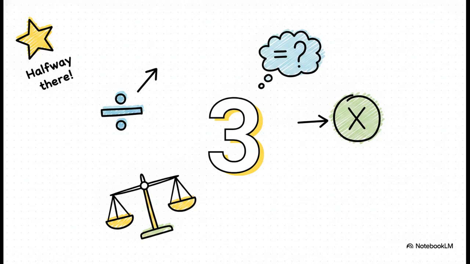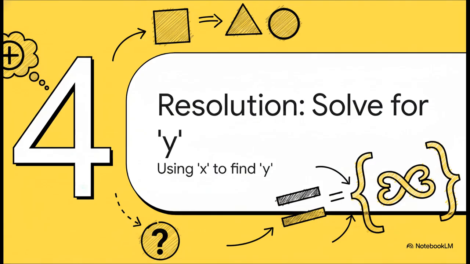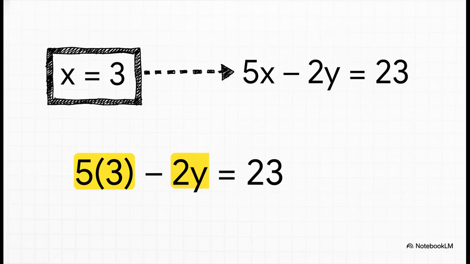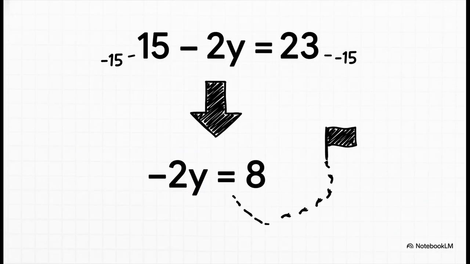We're halfway home. Okay, now that we've got x in our back pocket, finding y is going to be a walk in the park. We're just going to take that value we found and plug it back into one of the original equations. Let's just use the first one, why not? So that was 5x minus 2y equals 23. We just swap out the x for the 3 we just found. So the equation now reads 5 times 3 minus 2y equals 23. So let's work this out. 5 times 3 is 15. Then we subtract that 15 from both sides of the equation, which leaves us with minus 2y equals 8.